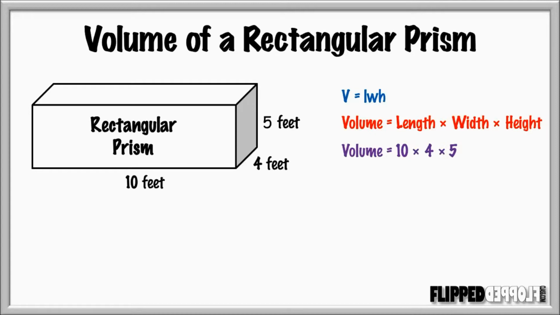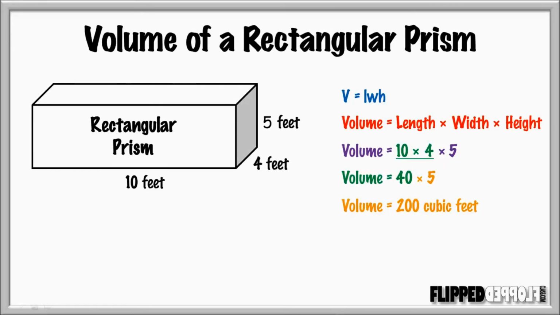Alright, so let's go ahead and make this easy on ourselves, and let's go ahead and multiply the 10 and the 4 first. 10 times 4 is going to equal 40. Now we still have to multiply the 5, so let's go ahead and bring the 5 down, and now 40 times 5 equals 200. So the volume of the rectangular prism is 200 cubic feet.